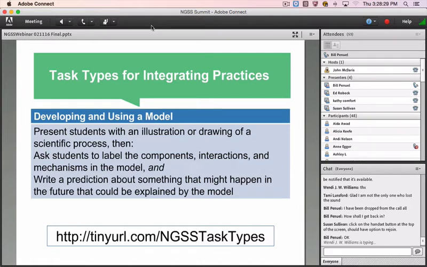So one of the things we've done is create four or five for each of the practices, a set of ways that you can write items. And we're now to the task template part of this. That's really the nuts and bolts of what we want to ask kids to do. In one of our task types, you present students with an illustration or drawing of a scientific process, and then we'd ask them to label the components, the interaction and mechanisms in the model, and ask them to write a prediction about something that might happen that could be explained by the model.